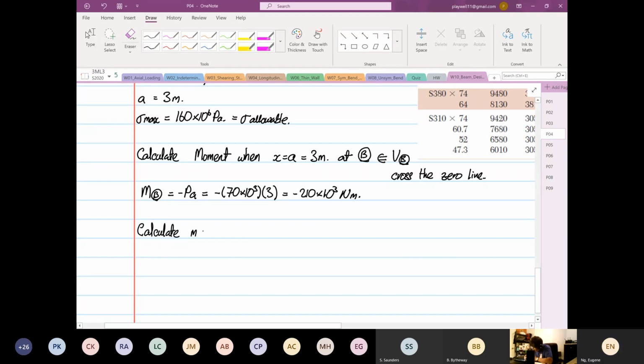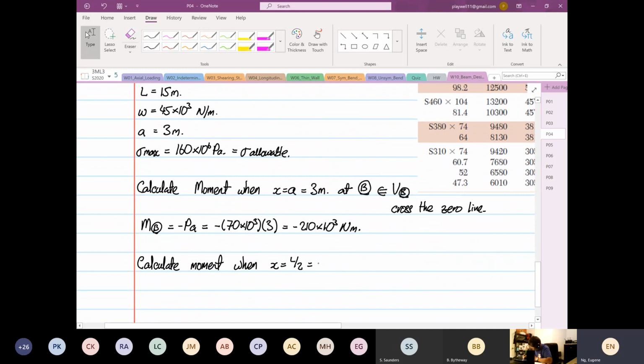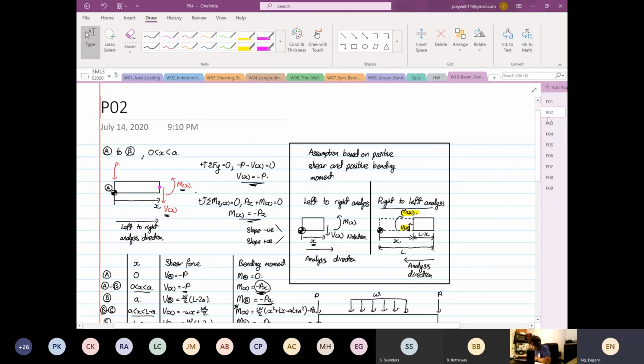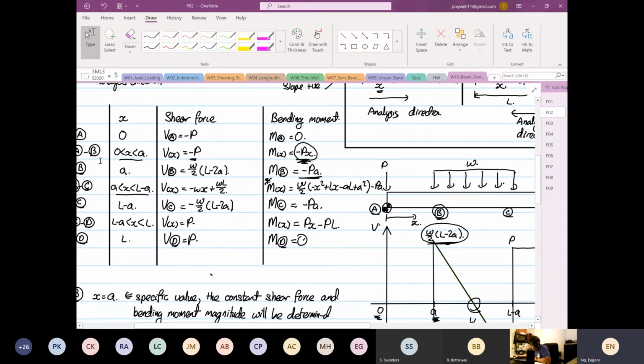Moment when X is equal to L/2. So we know L/2 is equal to 7.5 meters. Okay, so it's between point B to point where? To point C, right? So it's between point B to point C. So we look at our equation, point B to point C. So point B to point C is this equation over here.